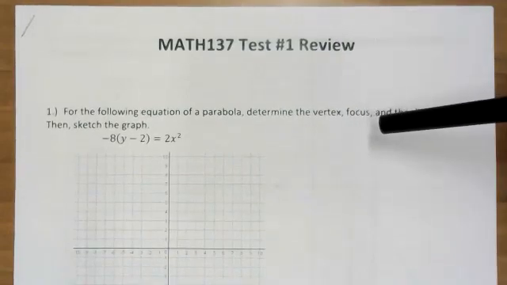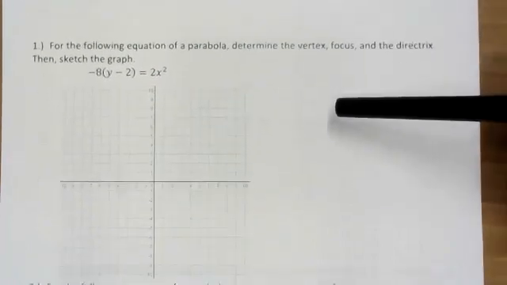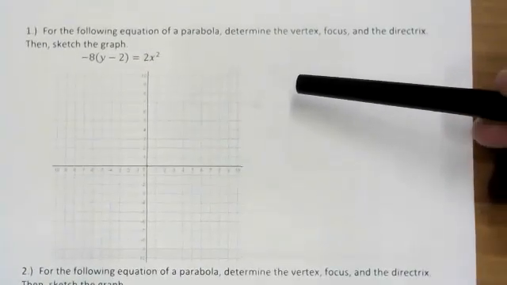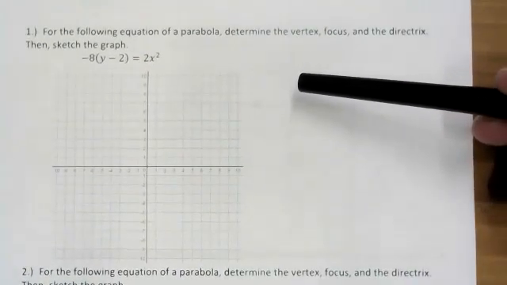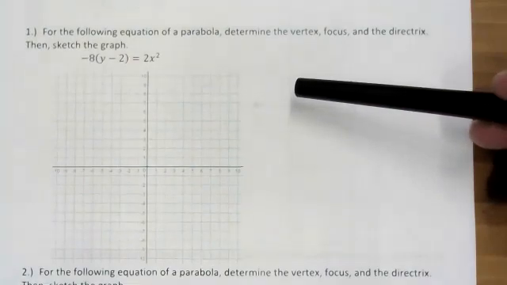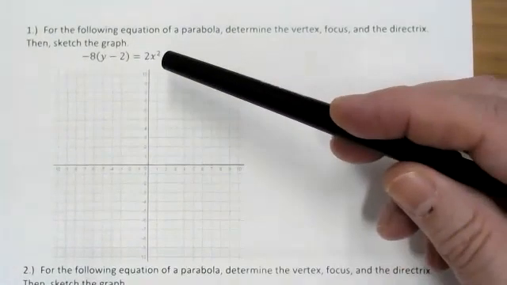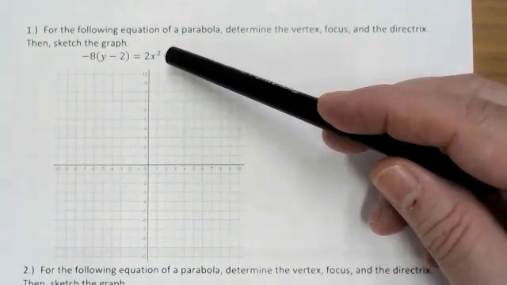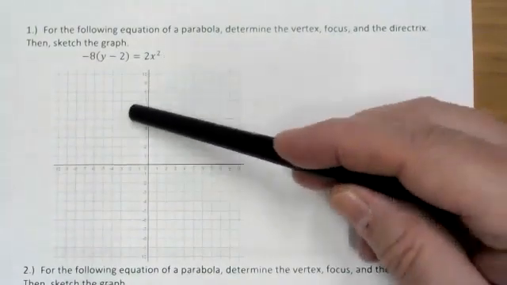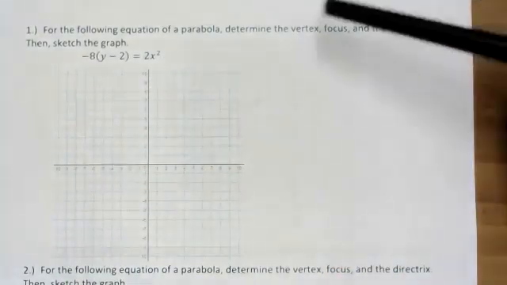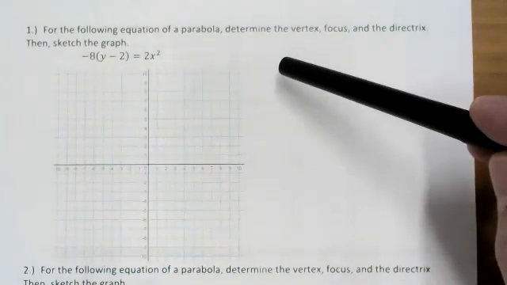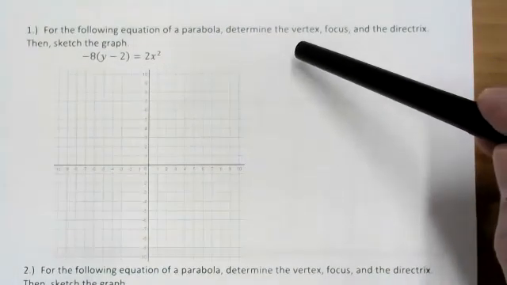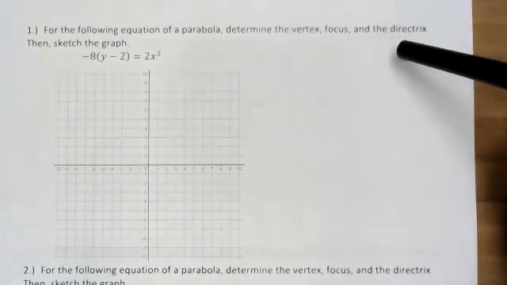All right, so problem number 1. For the following equation of a parabola, determine the vertex, focus, and directrix, then sketch the graph. So here's the equation of the parabola. Eventually, we'll use this to sketch the graph. And they want us to find, it looks like 3 things: vertex, focus, and the directrix.